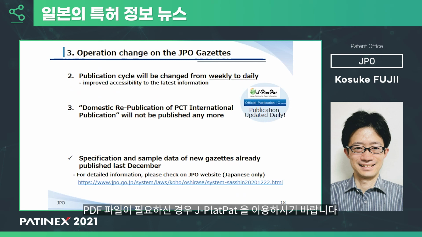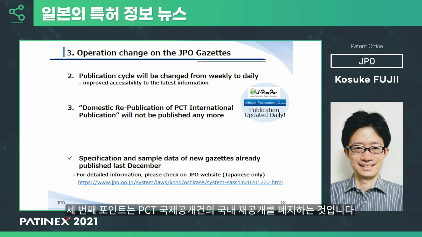The second point is the publication cycle. It is changed from weekly to daily. The third point is abolishment of the domestic republication of PCT international publication. Specification and sample data of new gazettes were already published last December. For detailed information, please check the JPO website.